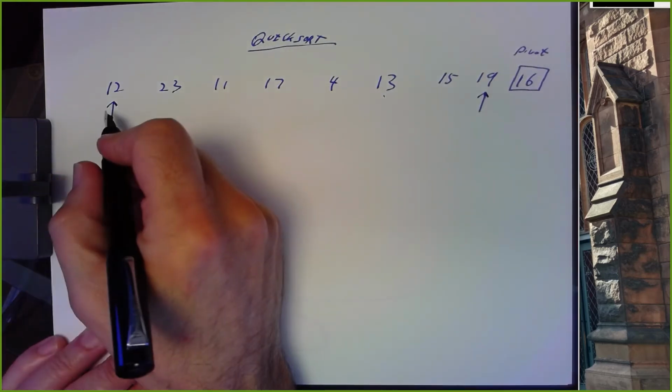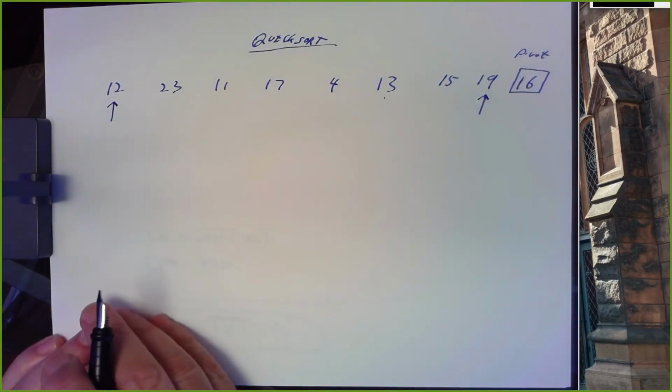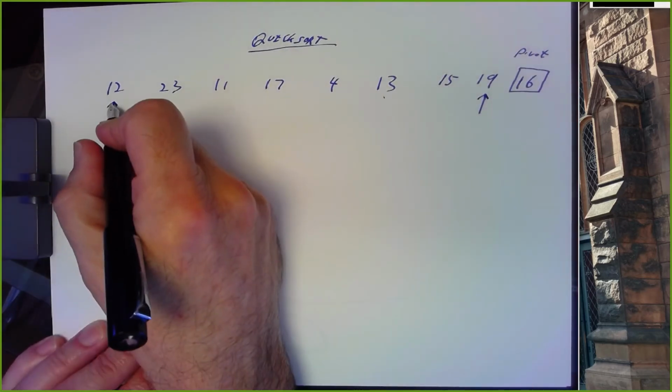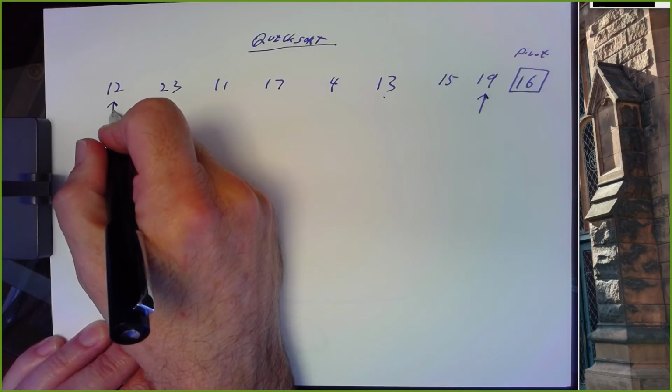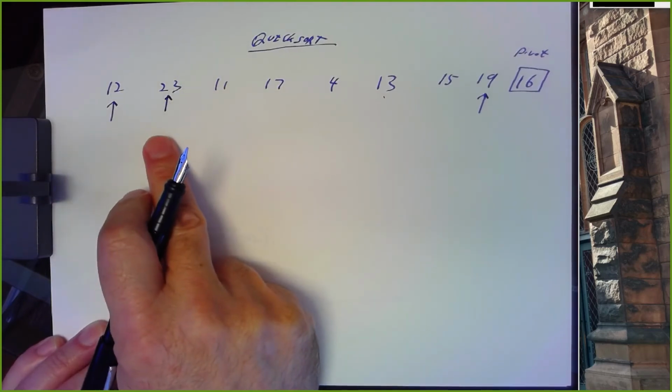All right, we're going to start from the left. And remember, we want things on the left to be smaller than 16. So we look at 12. 12 is smaller than 16, so that's fine. Let's go on to the next number. 23 is bigger than 16. So we're going to stop here.